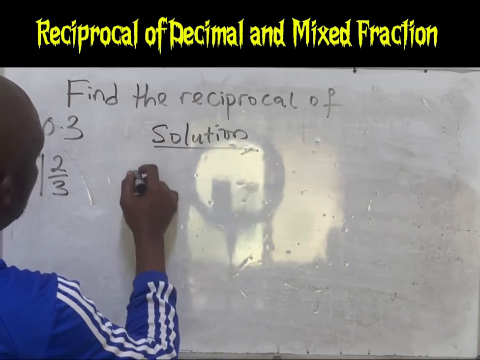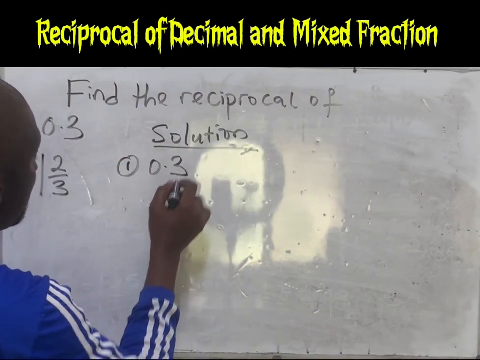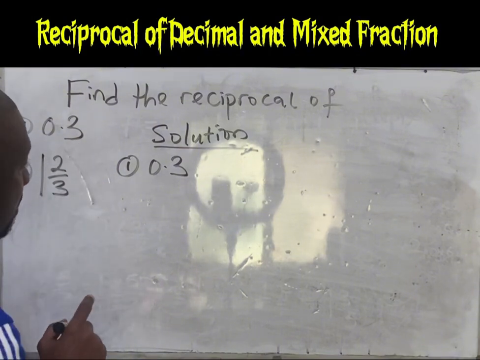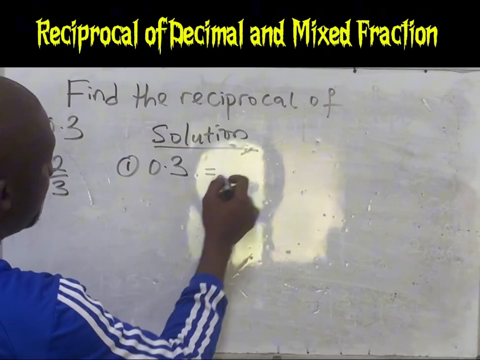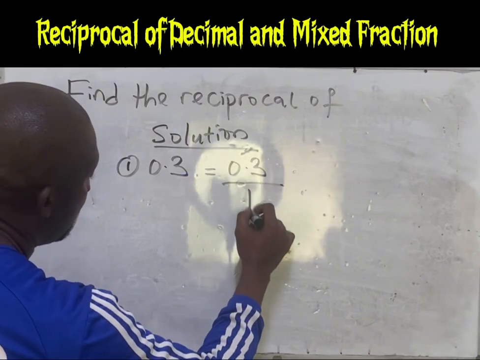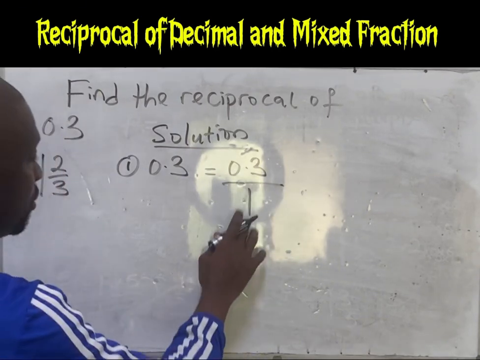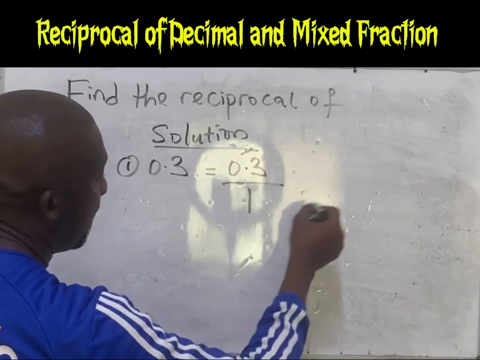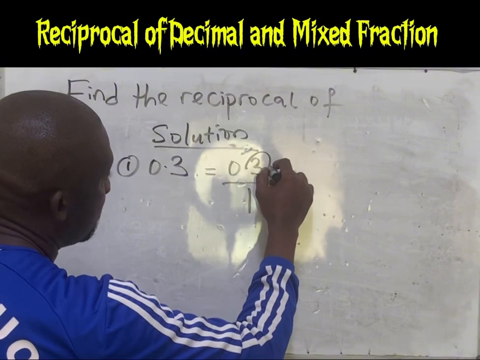So 0.3, that is 1 over 0.3. The first thing you have to do is convert this 0.3 into a fraction. And how do you do that? This 0.3: you introduce 1 under the decimal point, then you move your decimal point to the right. How many times? Once.